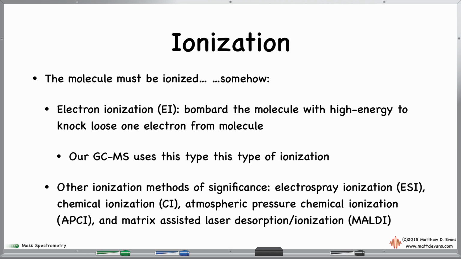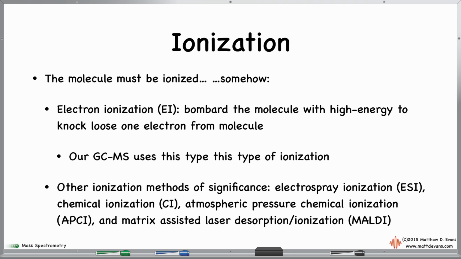Now, I mentioned that ionization is a key step when it comes to mass spectrometry. So the molecule has to be ionized somehow once you put it into the instrument. One of the common ways to ionize a molecule is called electron ionization, EI for short. You bombard the molecule with high energy electrons to knock loose one electron from the molecule. So you hit it with electrons, and hopefully you dislodge an electron from the molecule. You create a positive charge. And our GCMS uses this type of ionization.